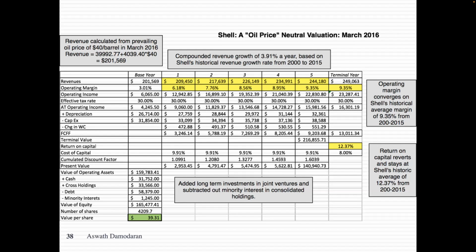So the nice thing about doing the homework on revenue as a function of the oil price is now I can restate revenue to reflect the current oil price. I call this an oil price neutral valuation, where I'm valuing the company, Royal Dutch, at the existing oil price. I valued them at about $39 per share. Stock was trading at 42.